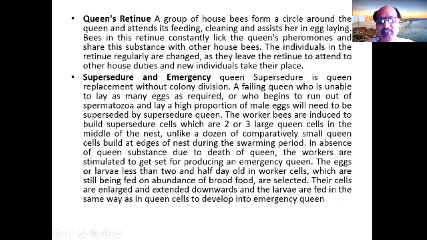The supersedure of the emergency. If the old queen stops laying eggs or suddenly dies, then another worker bee can take the place of the queen. That's known as the supersedure. Any one worker is fed the royal jelly and becomes fertile, and that takes the place of the queen and holds the colony. That's one of the supersedure.